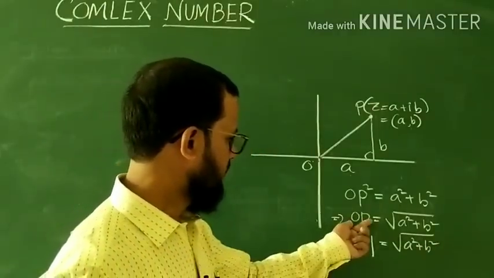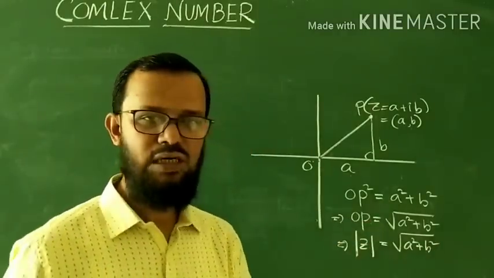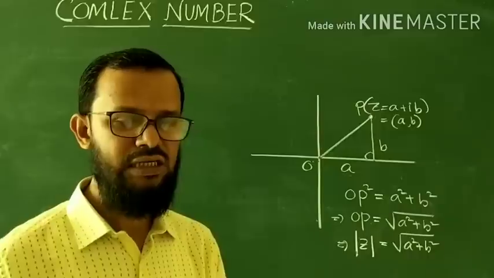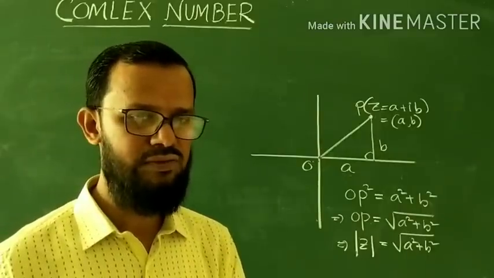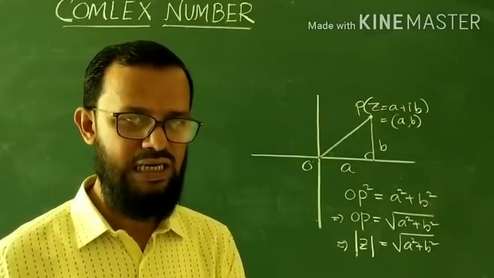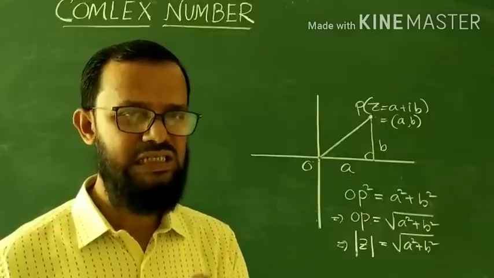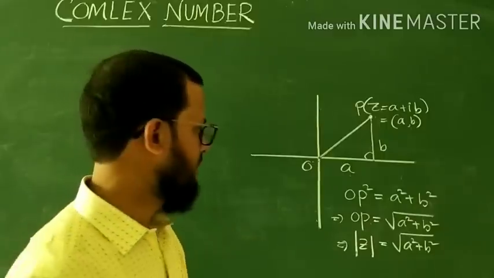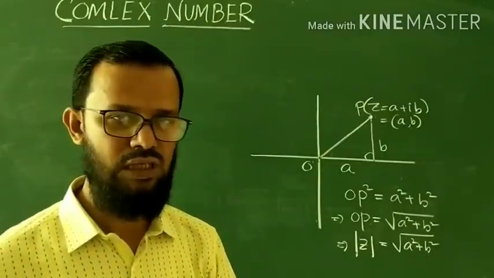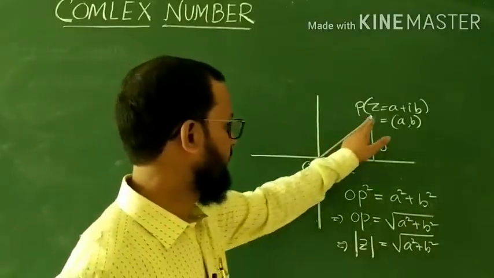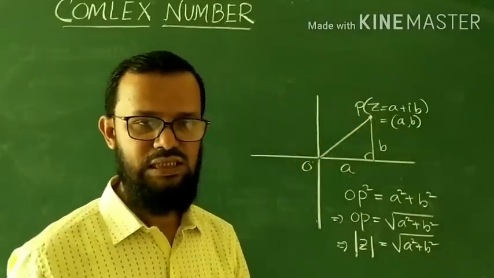So this means modulus of z is, geometrically you can now understand, what modulus of z is. Modulus of z is a quantity which represents a distance. What type of distance? Distance from the origin to the complex number.